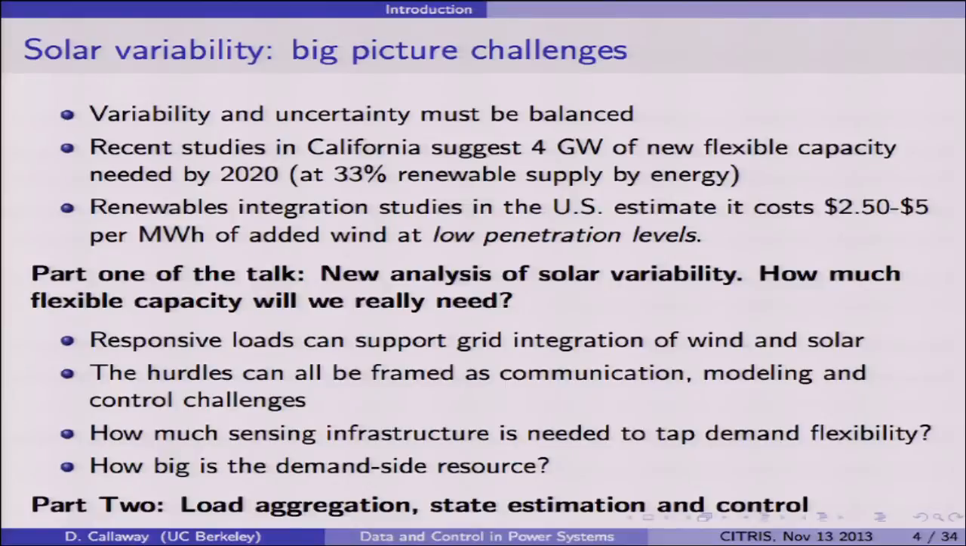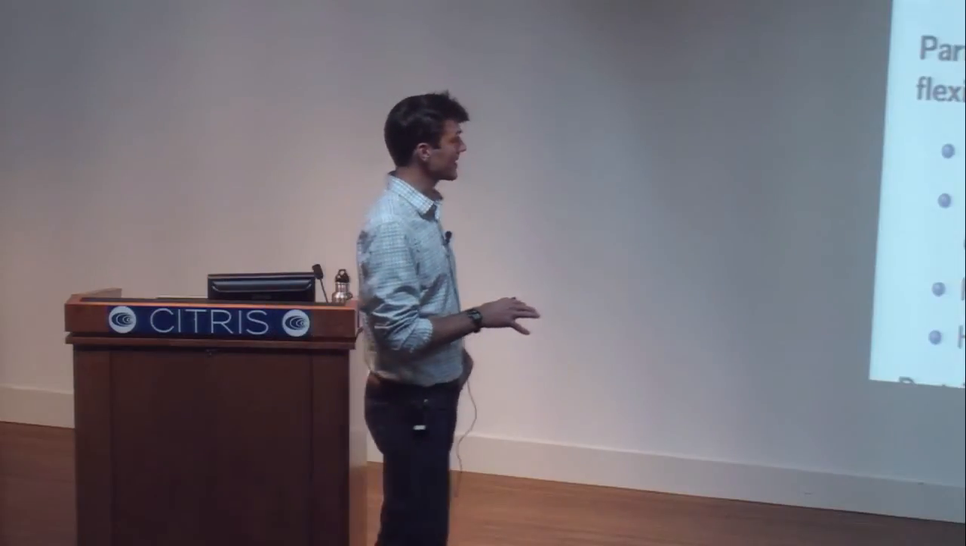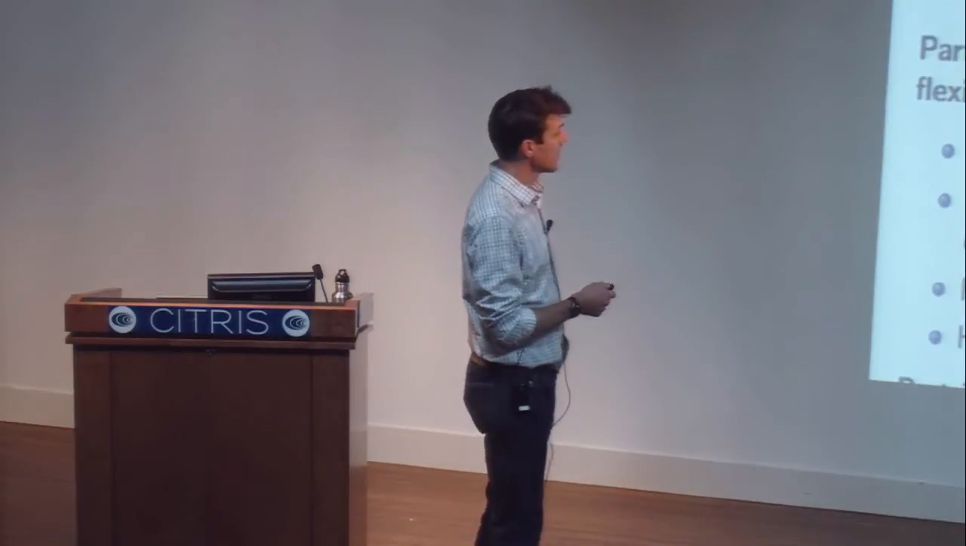So variability and uncertainty, of course, have to be balanced on power systems. And recent studies in California that precede what I'm going to talk to you about today suggest that we need as much as 4 gigawatts of new flexible capacity by 2020 to achieve what we call a 33% renewable portfolio standard. I want to be clear that that's capacity not to serve peak demand, but just to provide flexibility. And that's quite a lot of generation.